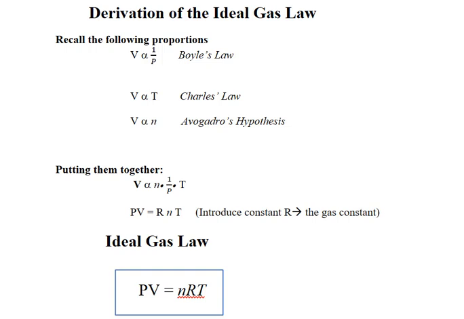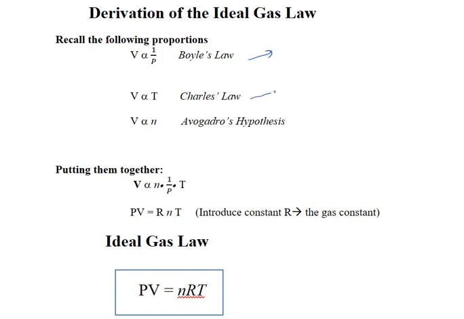Let's look at a derivation of the ideal gas law, which will be used to solve a significant number of problems when we're studying gases. We'll start by looking at some of the previous proportions we've learned. So from Boyle's law, we know that volume is inversely proportional to pressure.